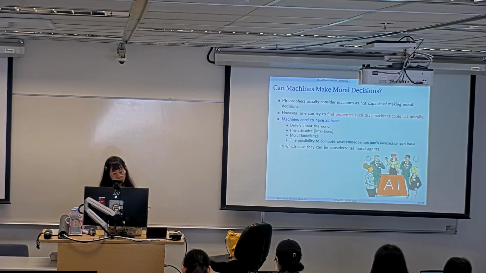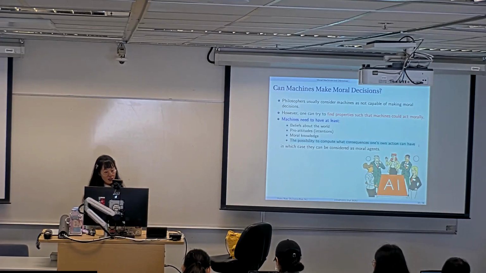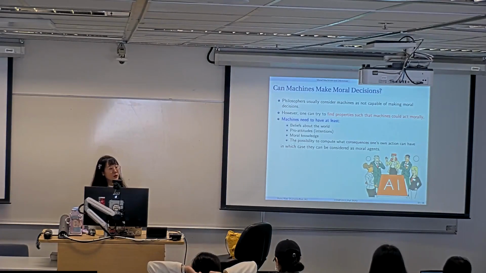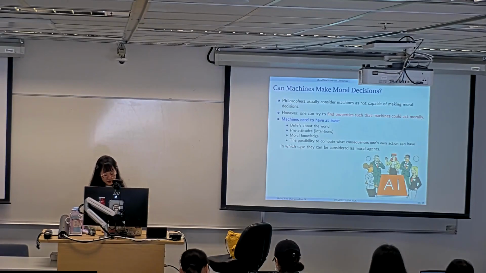And then the possibility to compute what consequences one's own action can have. This means that the machine should look at the future. The machine should know the possible consequences, and should understand what the consequence means. If the machines have at least these things, then they can be considered moral agents. But of course, none of them is trivial. Each of these requirements is challenging, and we still have a long way to go before machines can make moral decisions.